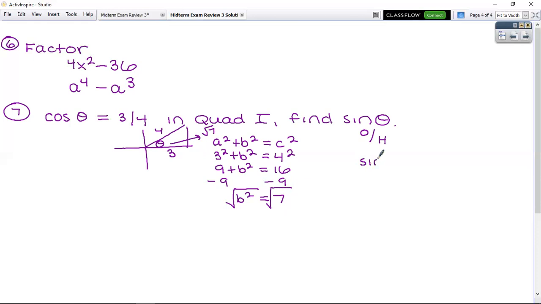Sine of theta is equal to opposite over hypotenuse. The last thing you check for, and this is what gets forgotten all the time, is A, S, T, C. And what do we know about sine in quadrant 1? Positive. Yep. Don't forget that last step. I'm putting the positive there again, just so that you know we did check for it.